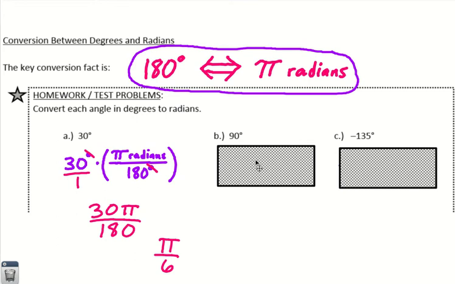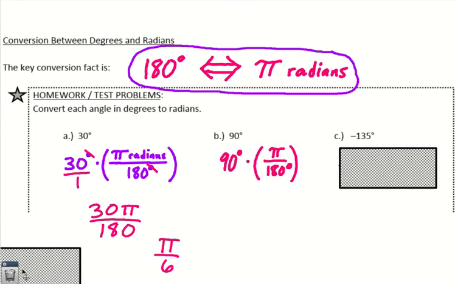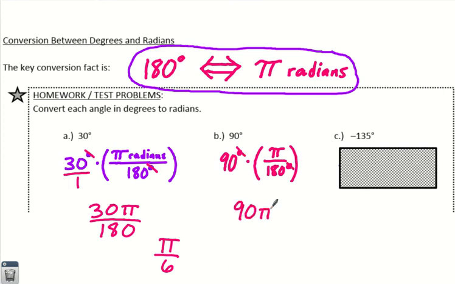So, next example, how are we going to take 90 degrees and convert it to radians? Well, we're going to multiply by pi over 180, of course. And the degrees are going to cancel out. And when we multiply 90 times pi over 180, once again, if you want to think of it like that, we're going to get that.